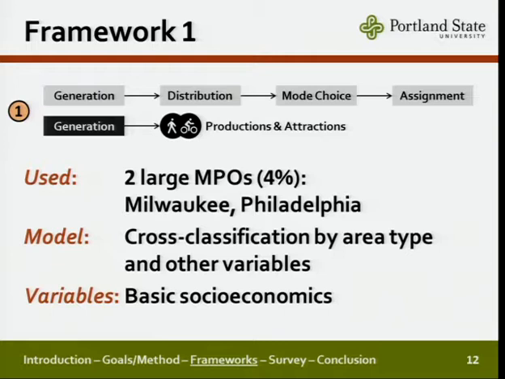Typically, the mathematical equations that are used are cross-classification. Typically, area type is a strong differentiation, which is generally a prediction of urban form, say downtown, urban, suburban, or rural. Pretty crude measure. And then some other variables, usually socioeconomic ones like household size or vehicle ownership.